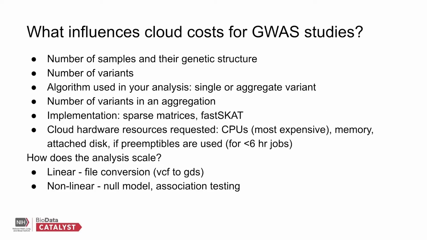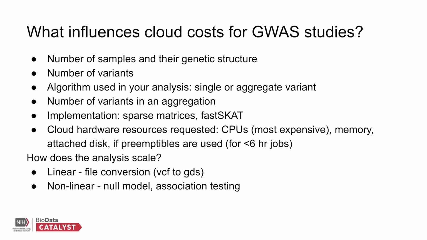Preemptibles are a way to request resources for a reduced cost, but they're really only effective for short jobs. Another thing to think about is how this analysis potentially scales computationally. Some things that scale linearly are a little easier to try to plot out how much you expect it to cost as you add more samples.